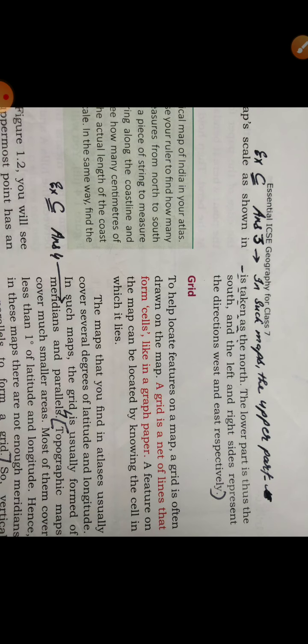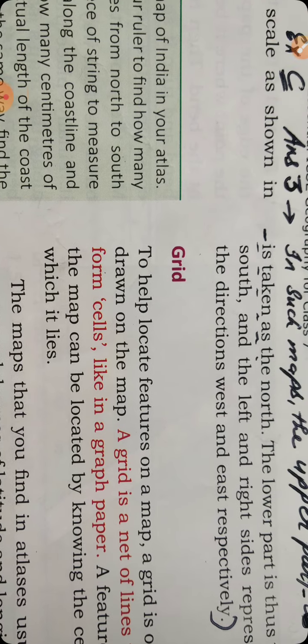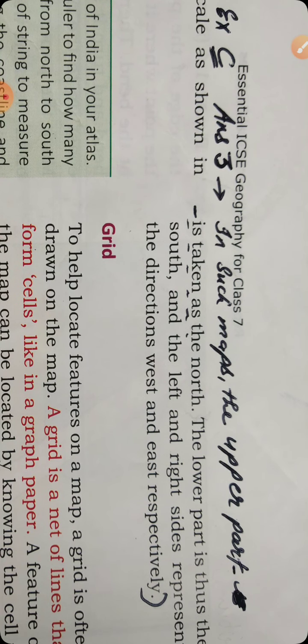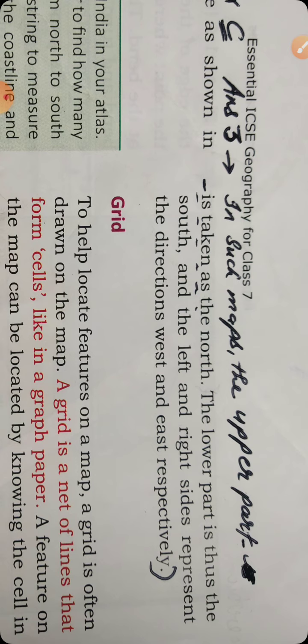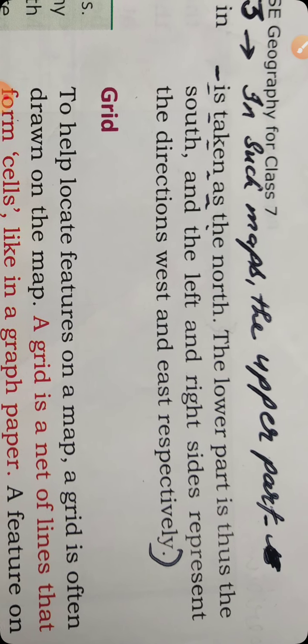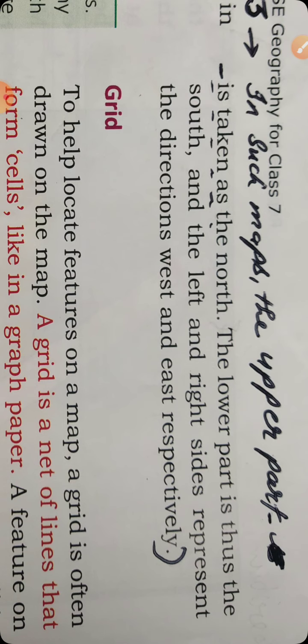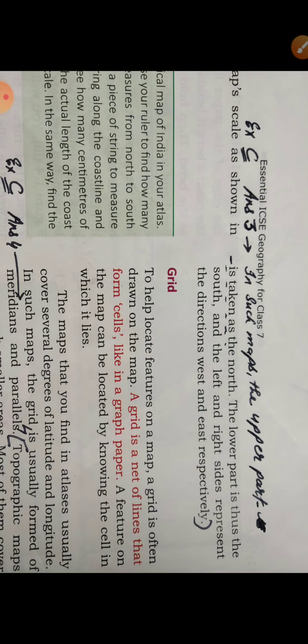Next long question, third. What was the question? Let me read once again. The question was, how do we find the direction on a map if no direction is shown? So in such maps, the upper part, you have to start like this from the arrow. The upper part, then the printed line, we have to continue from the book, is taken as north. You know, this is page number 4. The lower part is thus the south, and the left and right sides represent the direction of west and east respectively. So like this, our third is over.